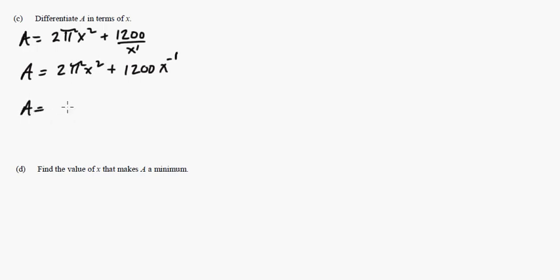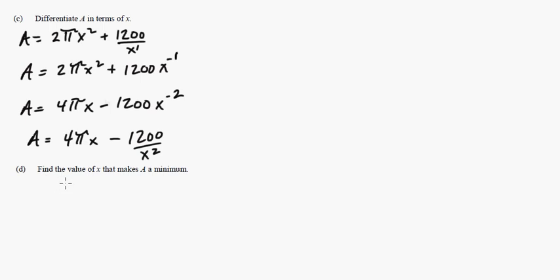So all we do is 2 times 2, which is 4 pi, and then it's going to be x, because you subtract 1 from there. And then it's going to be negative 1 times 1,200, so it's going to be negative 1,200. So that's a negative sign right there. Let me fix that. Okay, so negative 1,200, and it's going to be x, and you have to subtract 1. So negative 1 minus 1 is negative 2. So a nice way to write that would be 4 pi x minus 1,200 over x squared.